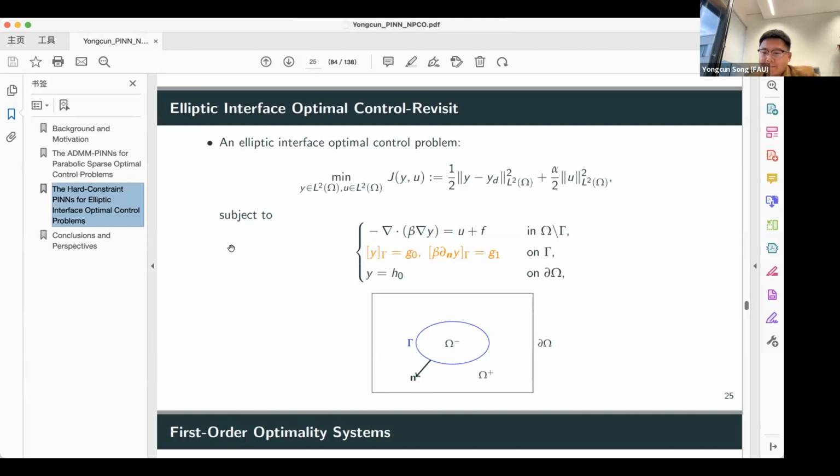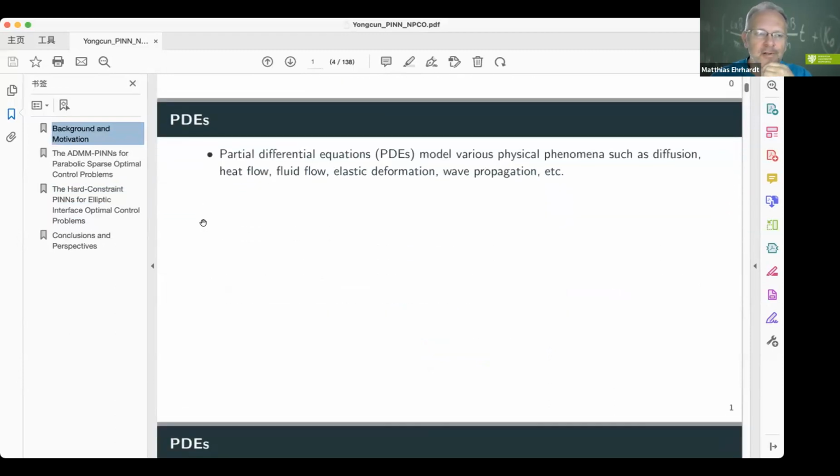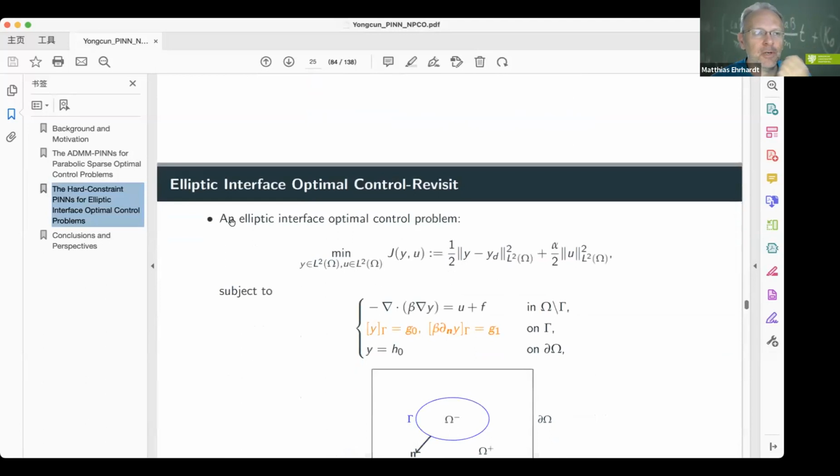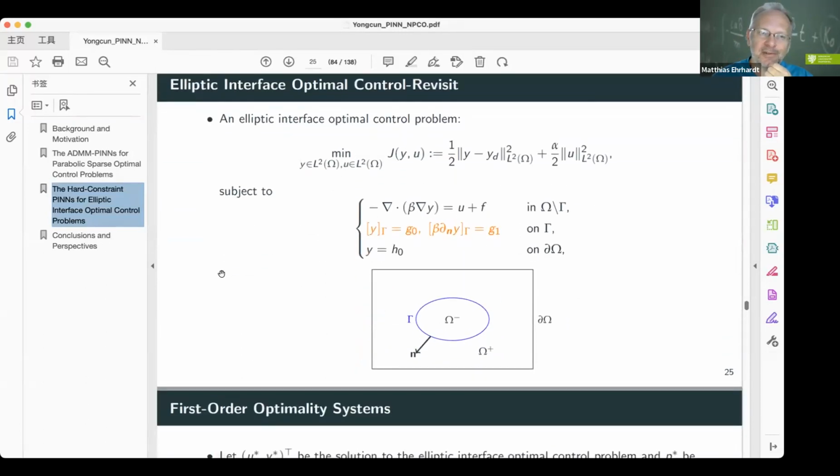My second point is more mathematical. So you started with a problem formulation that was based on Banach spaces, but later, for example, here, you used the inner product of the L2 space. So are you working with Banach spaces or Hilbert spaces?